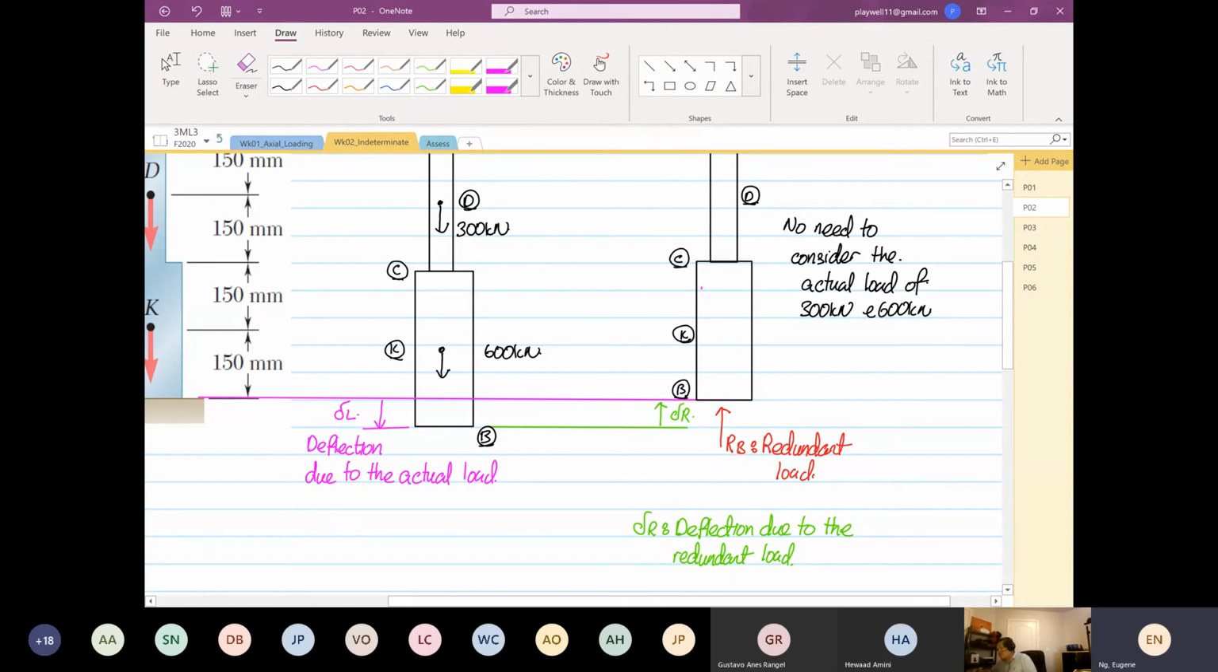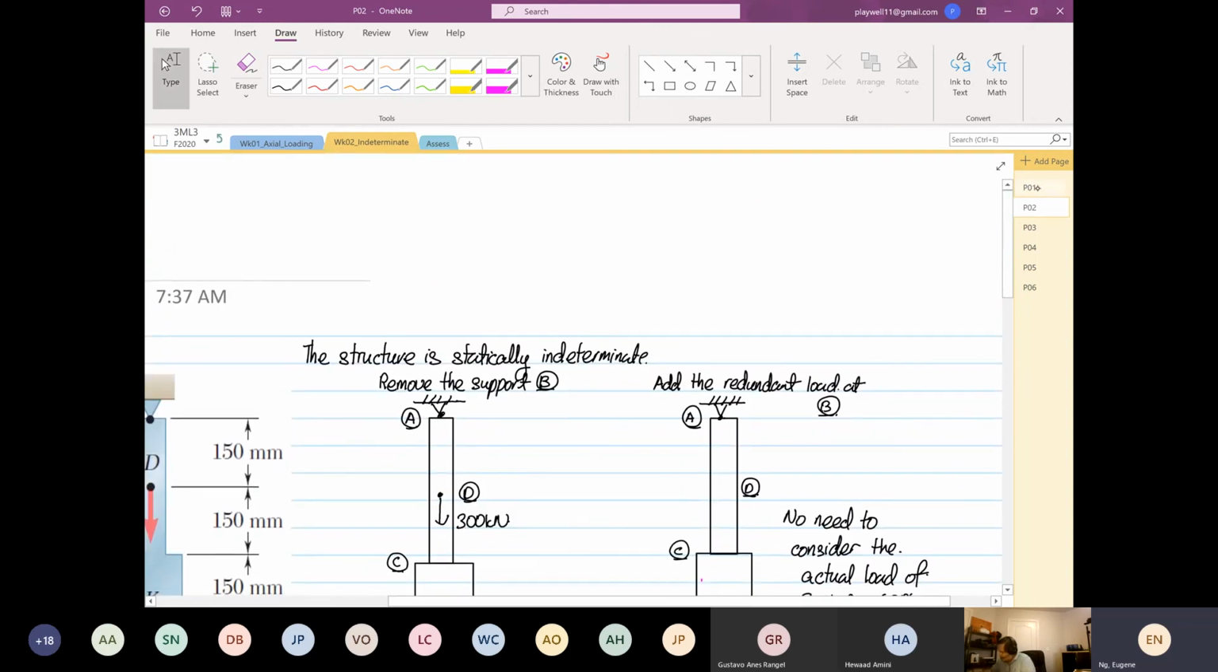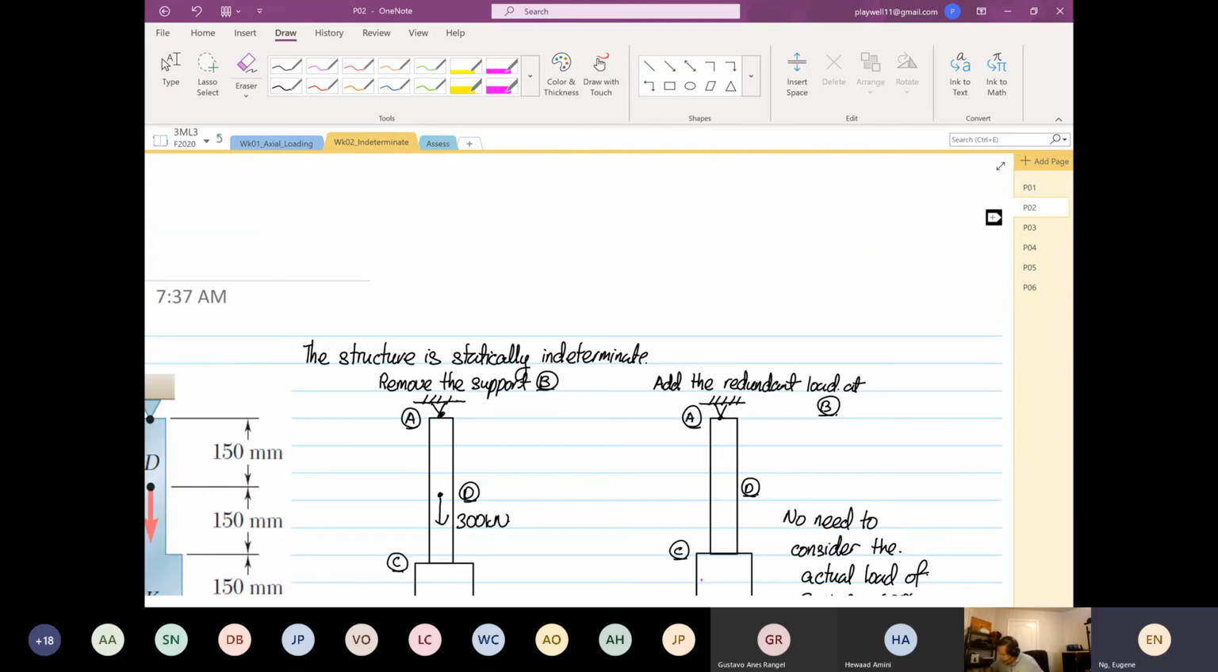Like what I mentioned earlier, you can see for yourself that delta L and delta R are always opposite in direction. It can be due to mechanical loading, and later on it can be due to thermal loading. This is important: it is always in the opposite direction, like what is stated down here. So you have to know that if both of them, when you calculate, have the same direction, the analysis is flawed. Means there's something wrong. That is the rule that you have to know.